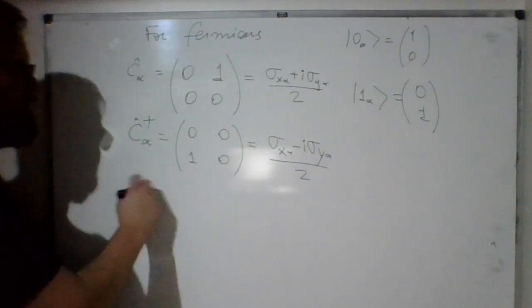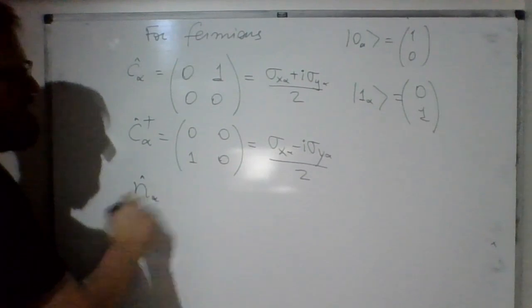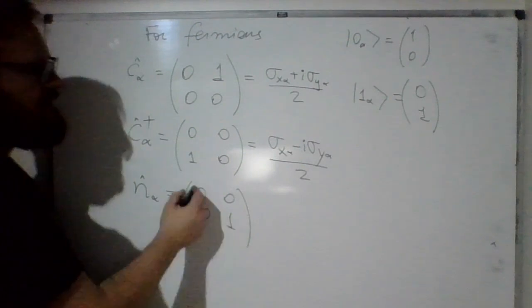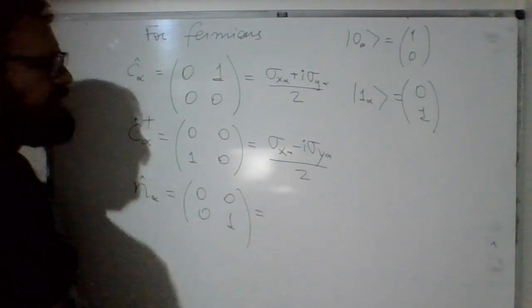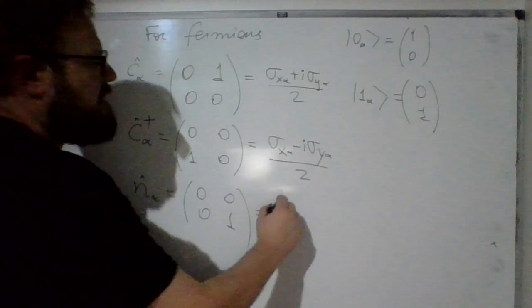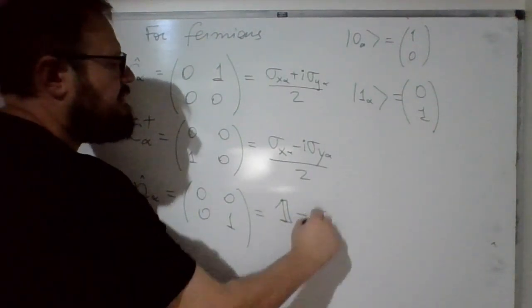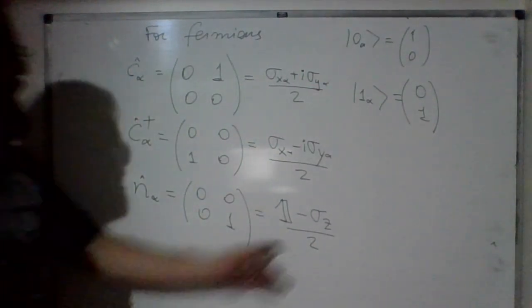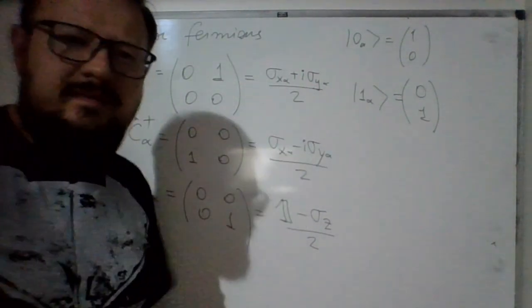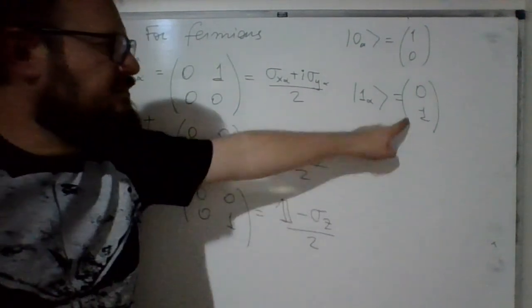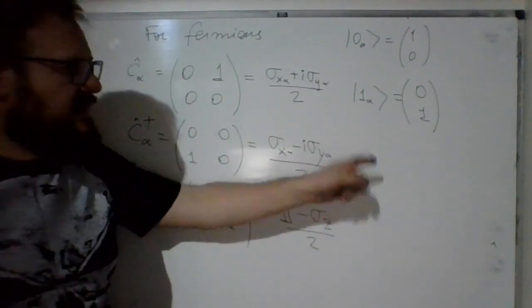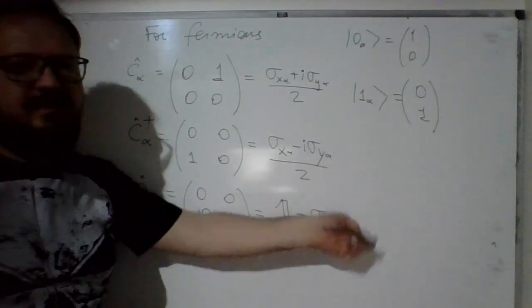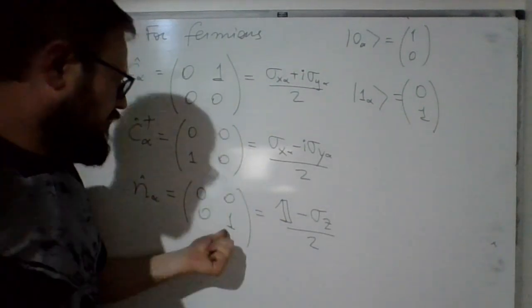Of course, you could calculate the n alpha, which is 0, 0, 0, 1. So the eigenvalues are in the main diagonal. It would be something like the identity matrix minus the sigma z matrix divided by 2. So there is an analogy. Corresponding to the spin down state, you have an eigenvalue for the sigma z of minus 1. So 1 minus minus 1 divided by 2, you find out this one here.